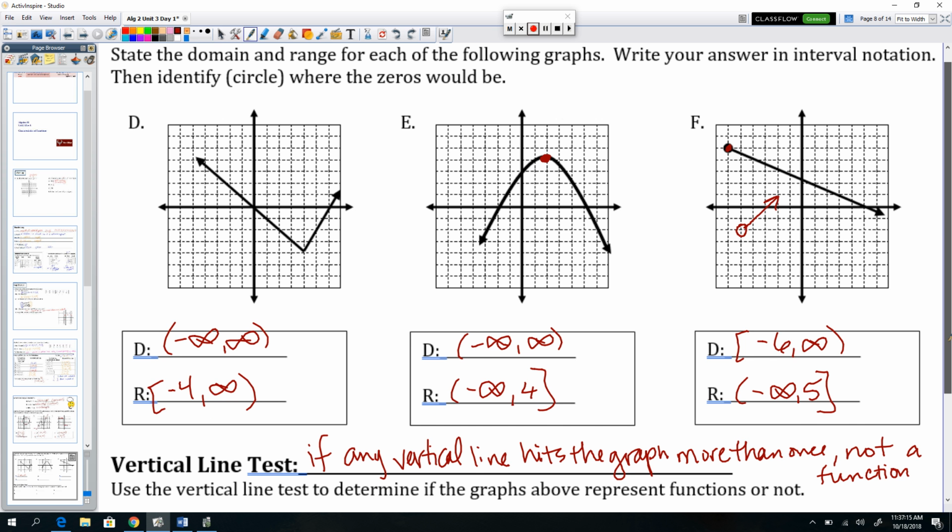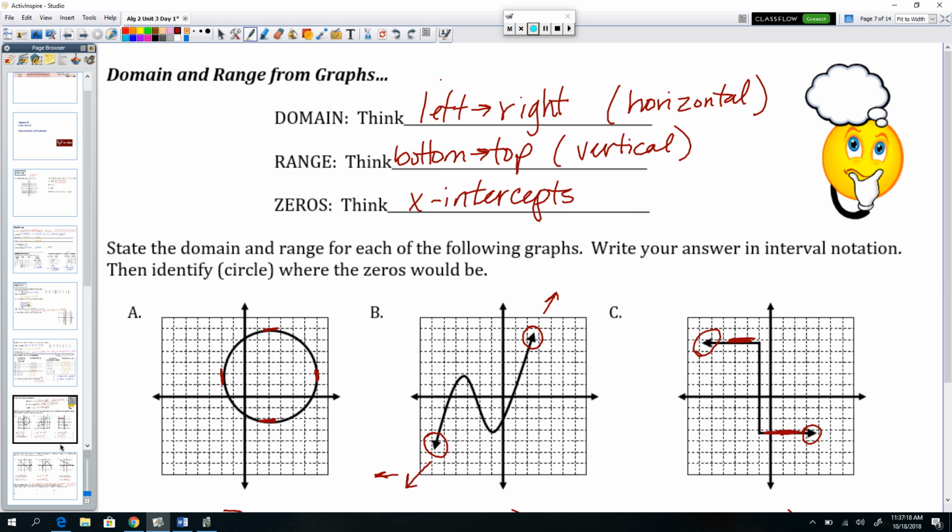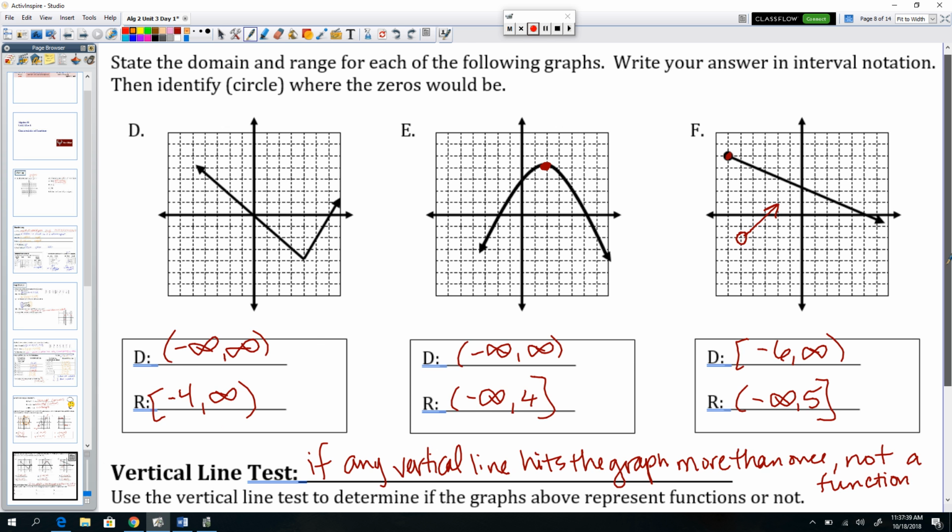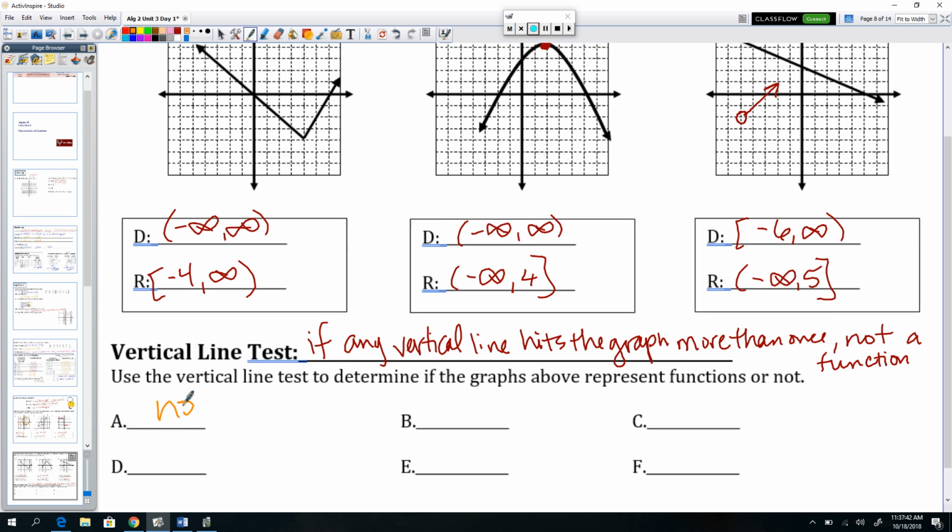So if we take a look at graph A, B, and C on the previous page here, think about all the vertical lines in the world and what they could possibly look like. This vertical line obviously doesn't hit anything, but if you scoot closer to here, you could picture a lot of different vertical lines that would cut this circle more than once. So A fails the vertical line test, not a function. If on a quiz or test you would like to use that as your justification, instead of saying this x value has more than one output y value, if you would prefer to say fails the vertical line test, we would take that as a justification as well.